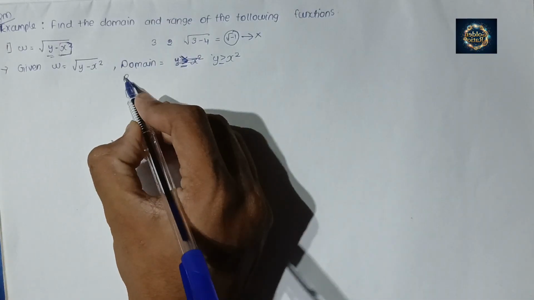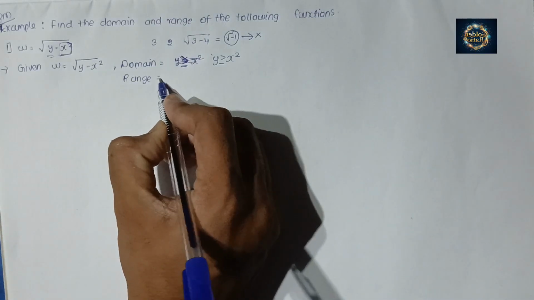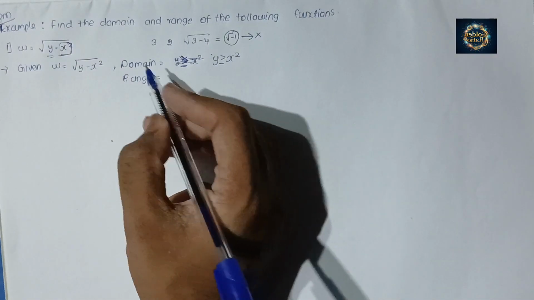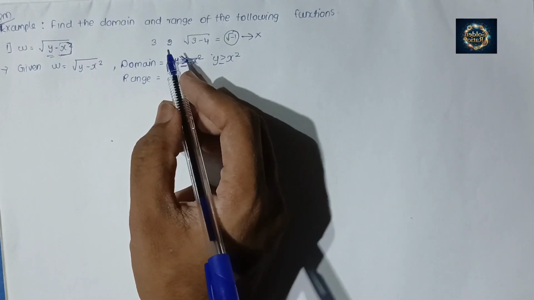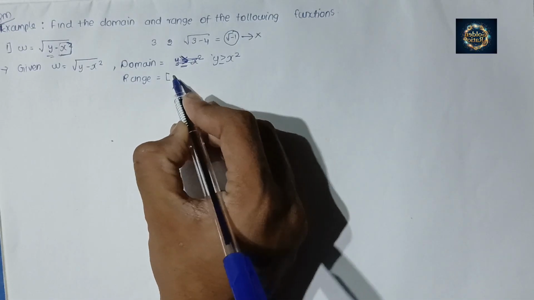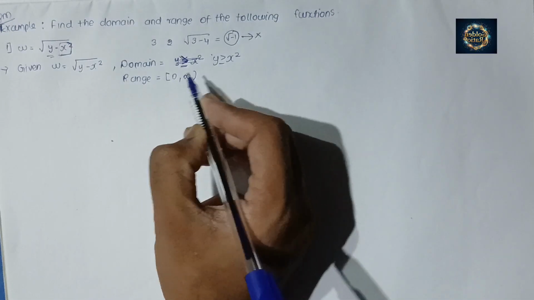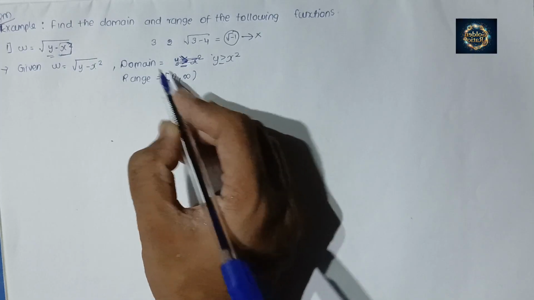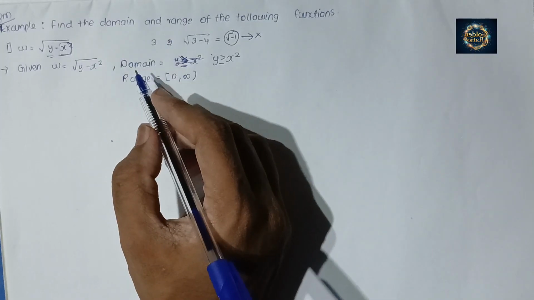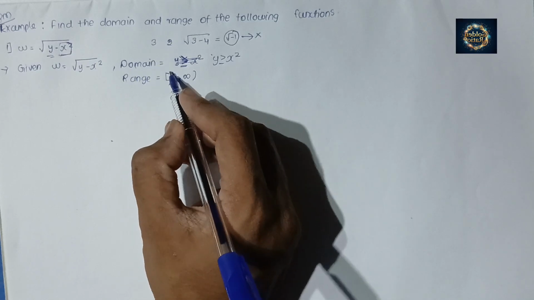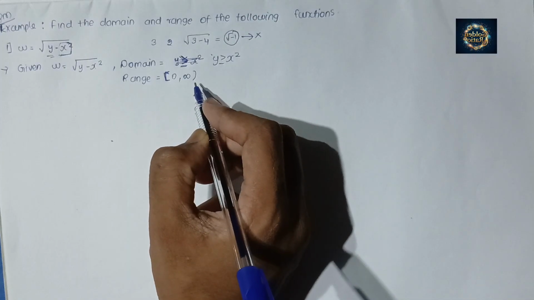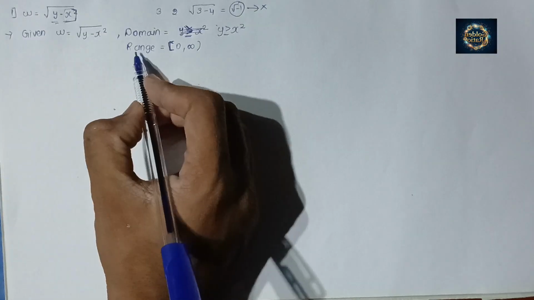So what will be the range of this function? The number inside the root cannot be negative, so the answer that we are getting is always non-negative. So the range is from 0 to infinity. The 0 is also included here, since if x square and y are the same, the subtraction gives 0, and the square root of 0 is 0. So 0 is also included, and it can extend to infinity. This much is the answer.